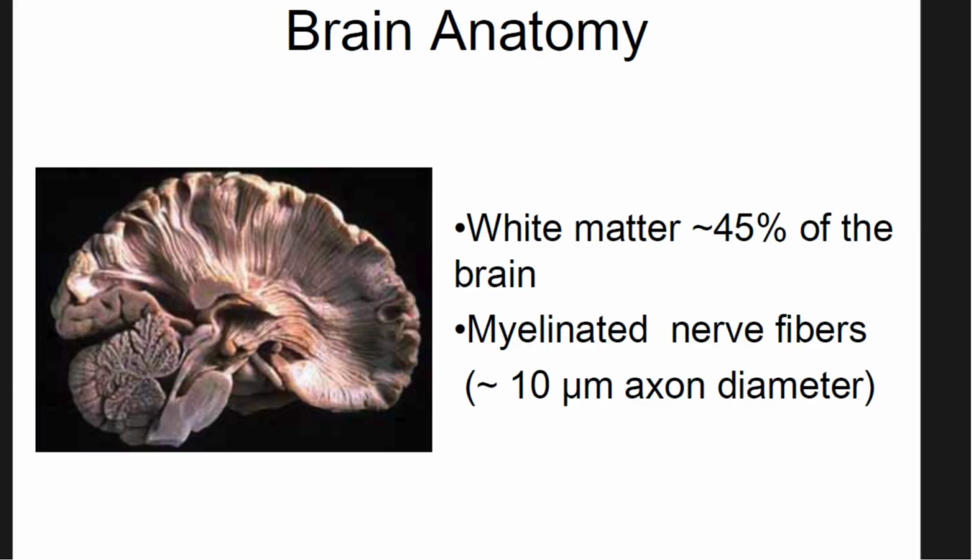Our brain is made up of two main types of tissue: gray matter, which contains neuron cell bodies, and white matter, which contains long, myelinated nerve fibers that connect different brain regions. About 45% of the brain is white matter, and these fibers act like the information highways of the brain, constantly sending signals between different areas.